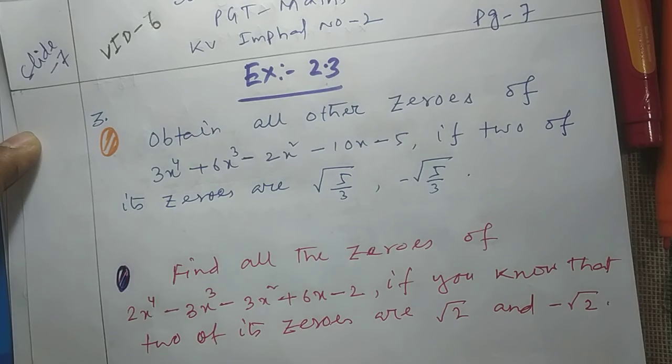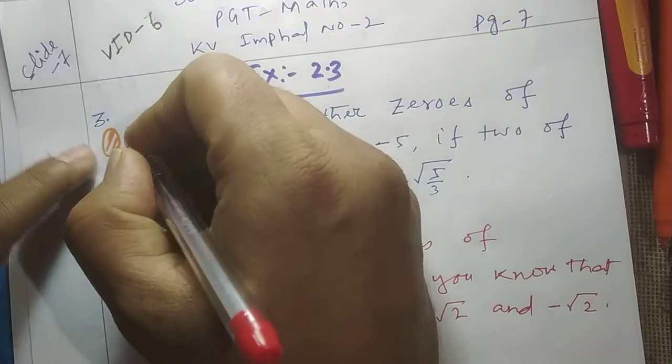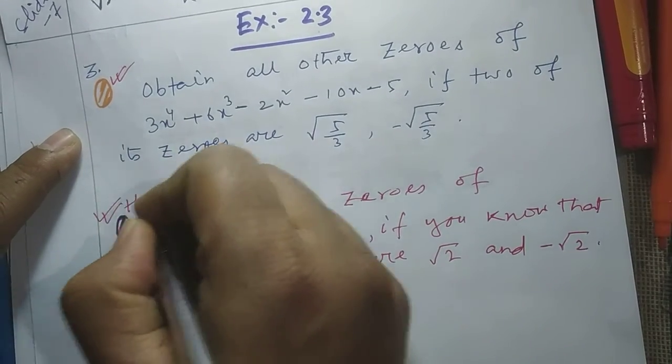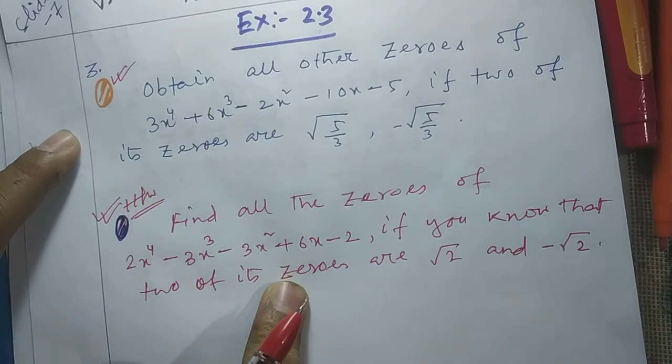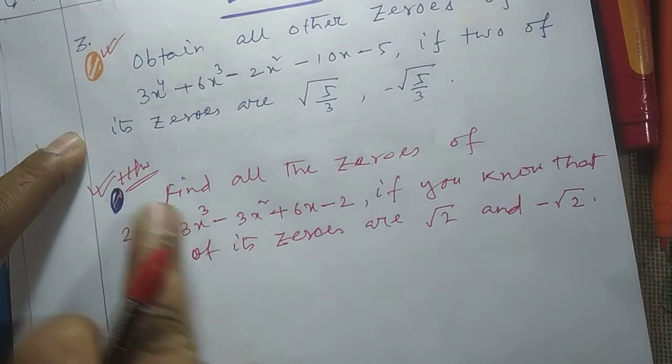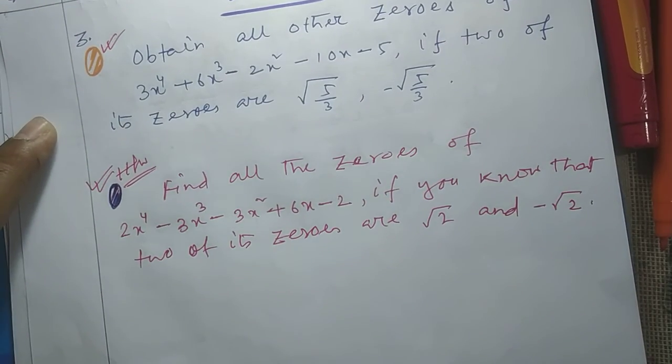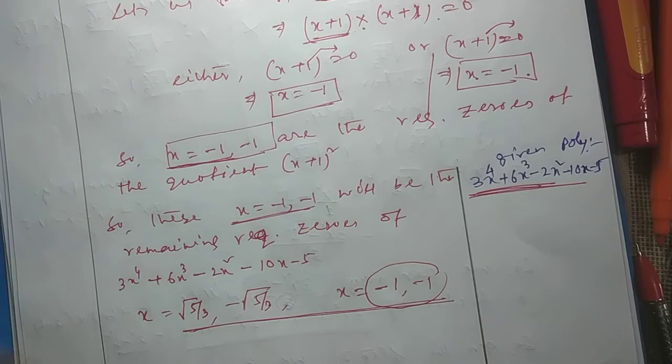Understood? Now look here, we have solved this question now. And this question will be as a homework. Same types of questions. So it will be as a homework. You have to practice at home. Understood? So today I stop here.